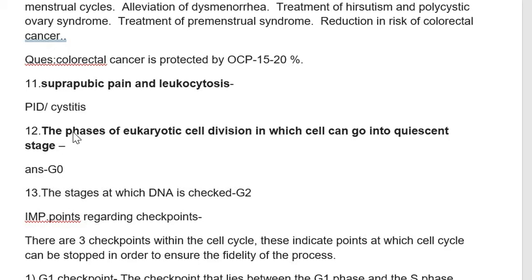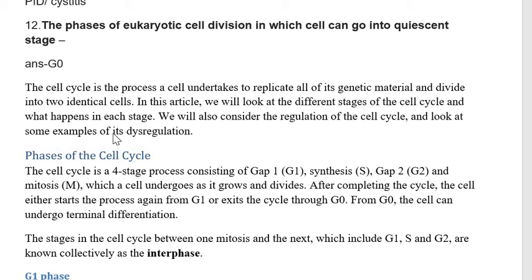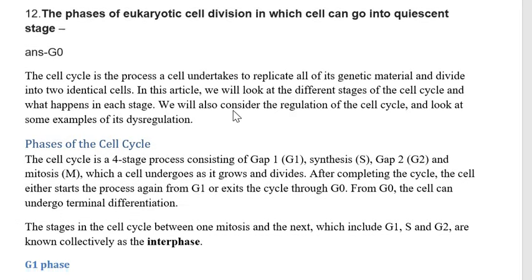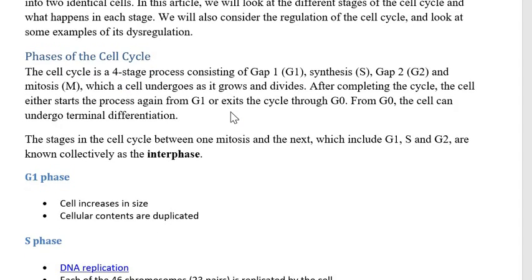Next question is the phases of eukaryotic cell division in which a cell can undergo into quiescent stage. So the cell is in the quiescent stage, so we will say that this is G0. Very important to know about the cell cycle, because in each exam they are asking you questions about the cell cycle. The cell cycle, this is the process a cell undertakes to replicate all of its genetic material and divide into two identical cells. So here we will look at different stages of the cell cycle, because they are always asking you in the exam.